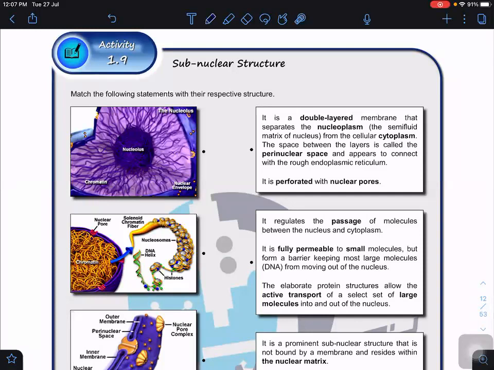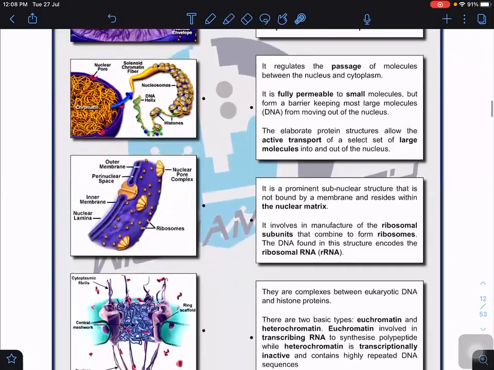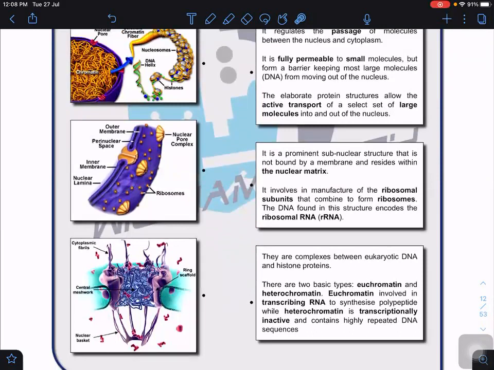Okay, so let us look at the subnuclear structures for our lesson today. Now, we do know that in a nucleus, we have 4 subnuclear structures. If you look at the previous recordings, you will know that these 4 subnuclear structures include nucleolus, chromatins, nuclear pore, as well as nuclear envelopes.